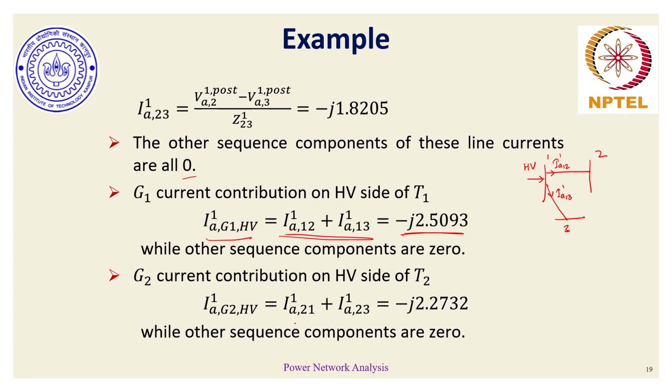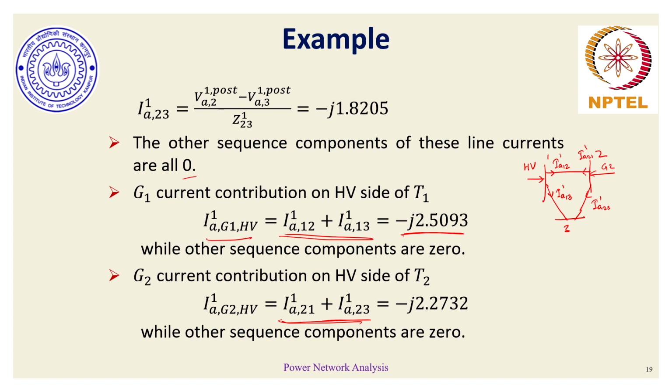Similarly for G2, I can apply KCL, where G2 is the current flowing over from here, and this is IA231 and IA211. So once I know my HV side current from the positive sequence perspective, other components are zero.